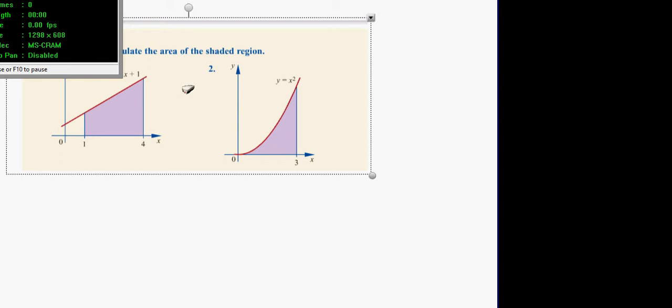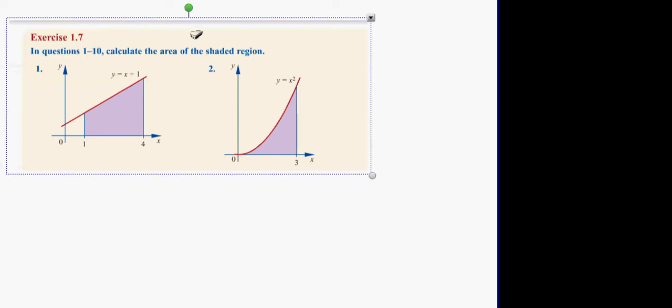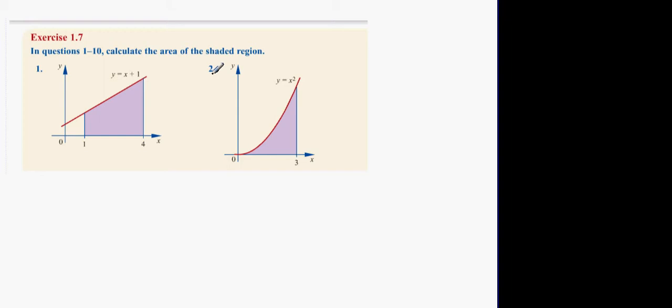What it says is we're going to get the area of the following regions. Okay, so I'm going to start with question 2. Now question 2 is pinned against the x-axis. So I look for the area of the x-axis formula.